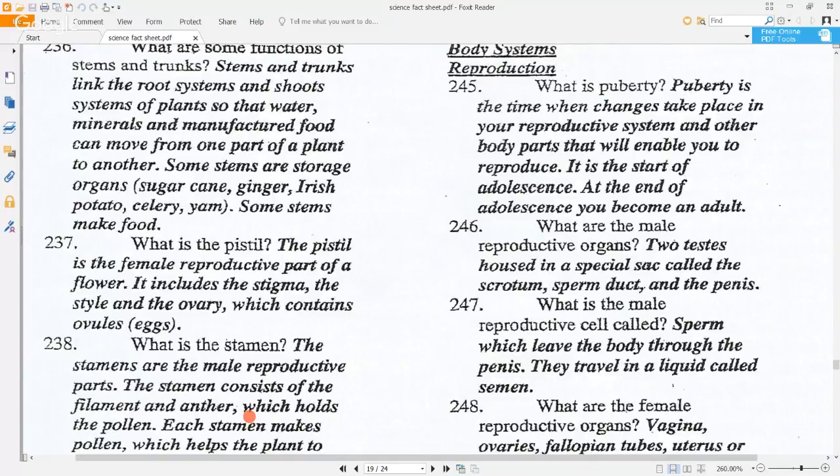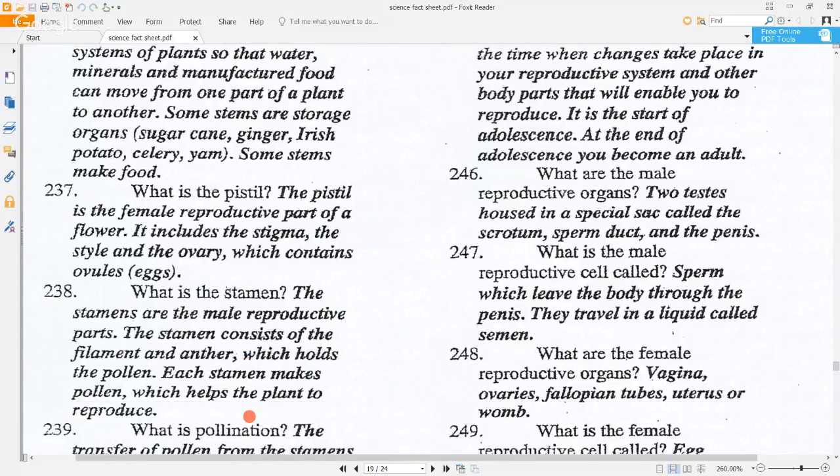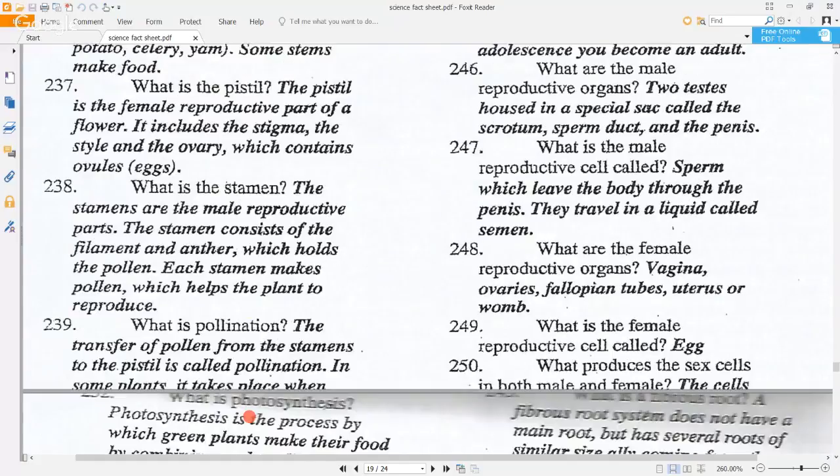What is a pistil? The female reproductive part of the flower. It includes the stigma, the style, and the ovary, which contains ovules, also known as eggs. What is the stamen? The stamens are the male reproductive parts. The stamen consists of the filament and the anther, which holds pollen. Each stamen makes pollen, which helps the plants to reproduce. So all flowering plants produce flowers for the purpose of reproducing.